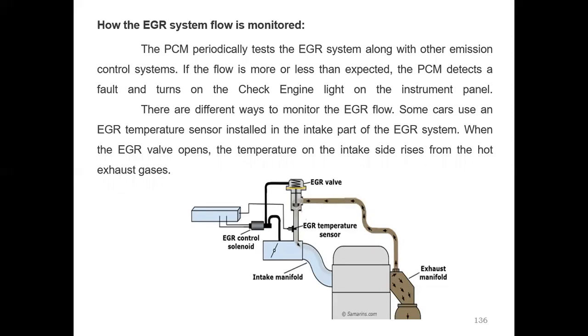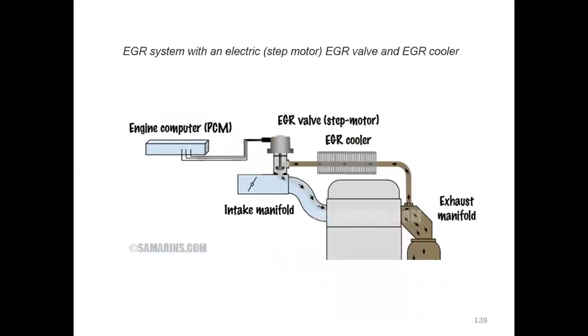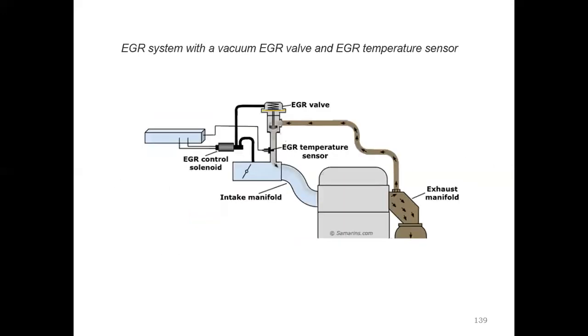How is EGR system flow monitored? The PCM periodically tests the EGR system along with the other emissions systems, checking whether the flow is more or less than expected. There are different ways to monitor EGR flow. Some cars have an EGR temperature sensor installed in the intake part of the EGR system. When the EGR valve opens, the temperature on the intake side rises from the hot exhaust gases. There are also different models and vacuum areas.